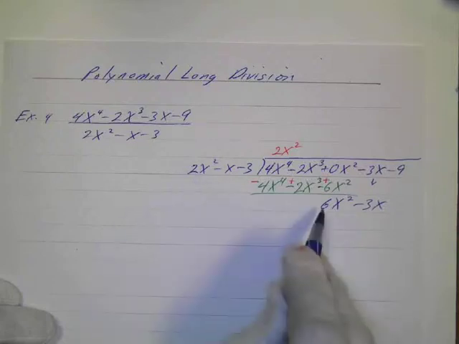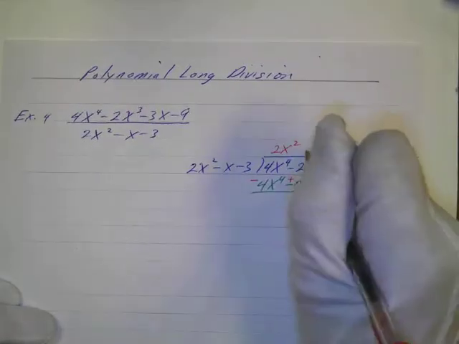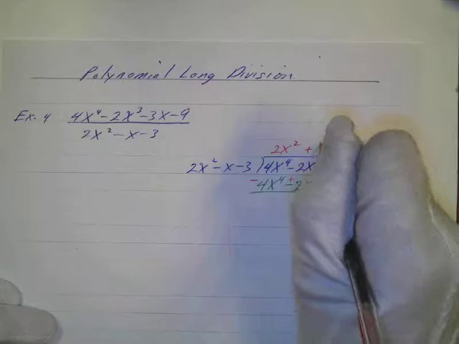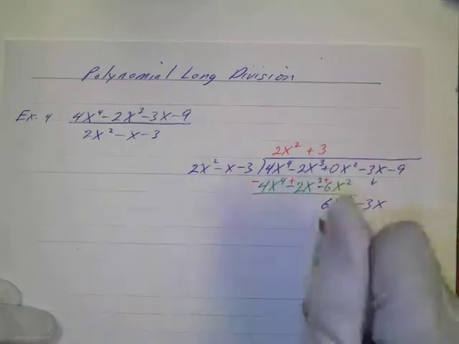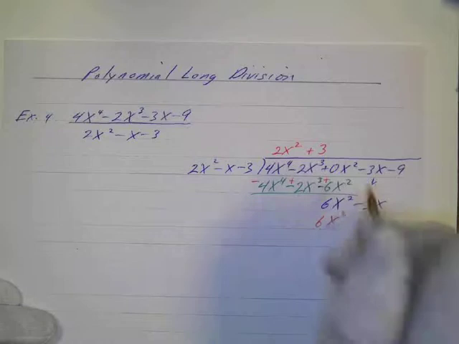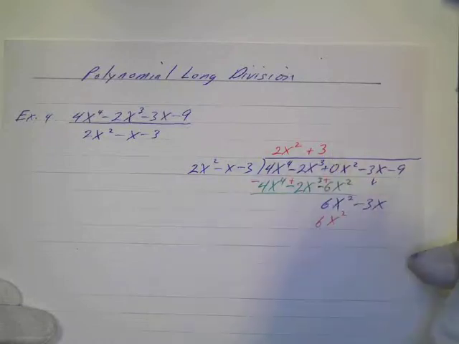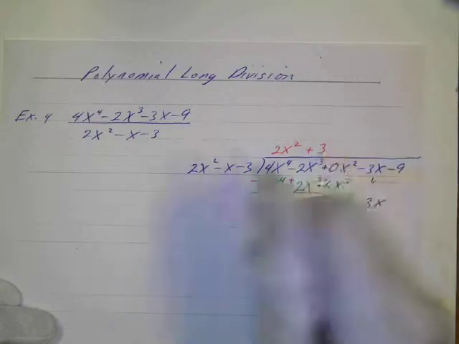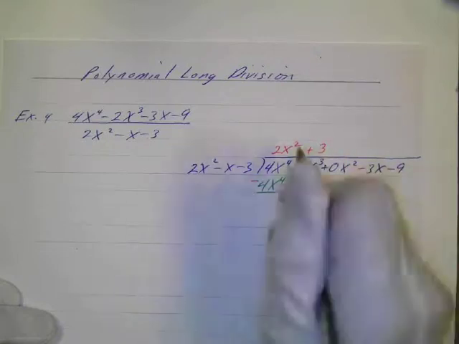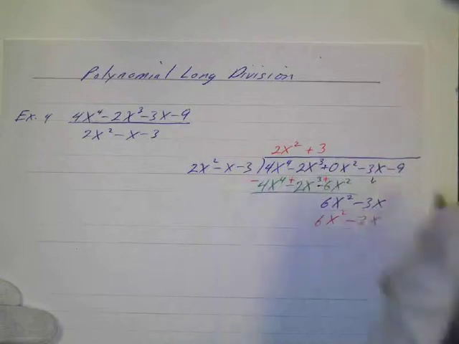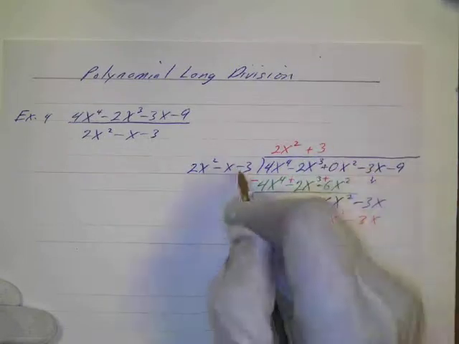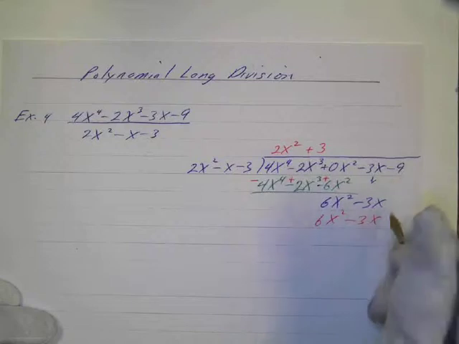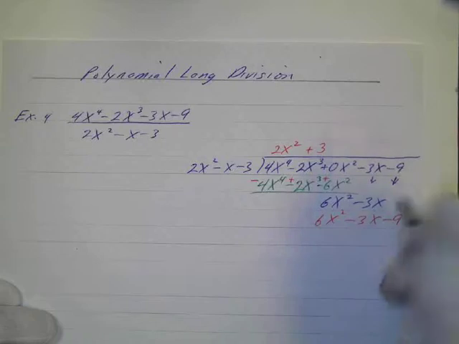I have to multiply this by, it looks just like, by 3. So if I multiply this by 3, I get 6x squared. And then 3 times 1 is negative. Positive times a negative is a negative. 3 times 1 is 3x. And then if I multiply 3 times negative 3, I have negative 9. So I guess I can also bring down that negative 9 now, because I need it over here.